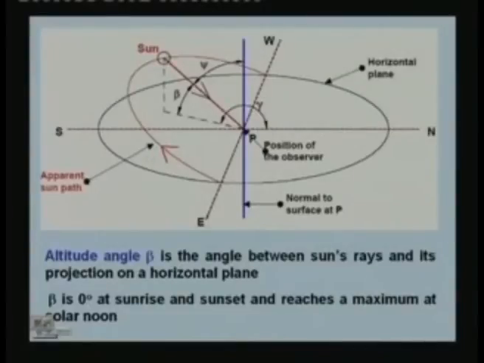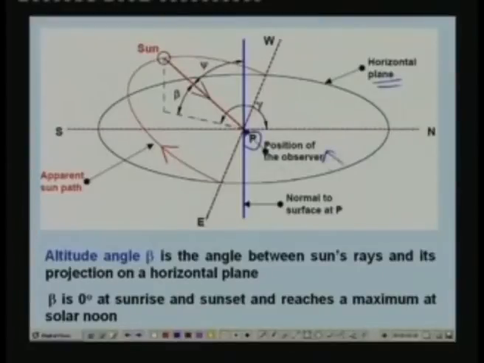Okay, let me explain this figure. Let us say that this is a horizontal plane. Point P is the position of the observer. Let this be the north and south sides, and this is the west and east sides. So you have north, south, east, west, right? And this is the apparent sun path. That means this is the path of the sun as it appears to the observer, who is located at point P. So, as you can see, the sun rises at this point. The sun rises in the east and follows this path.